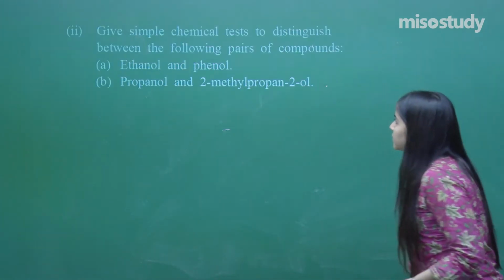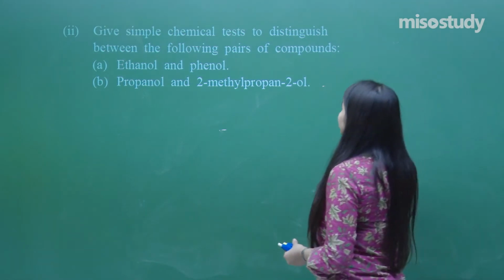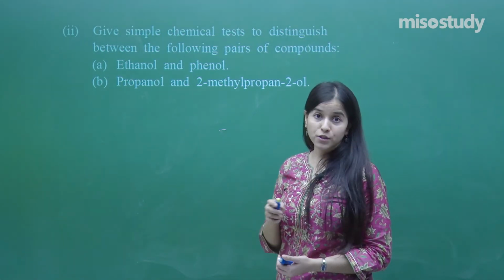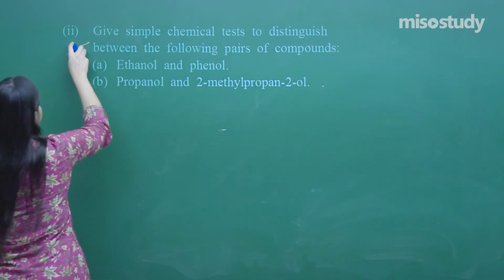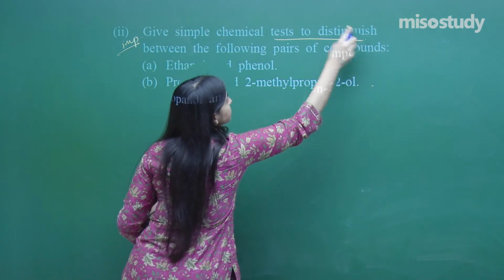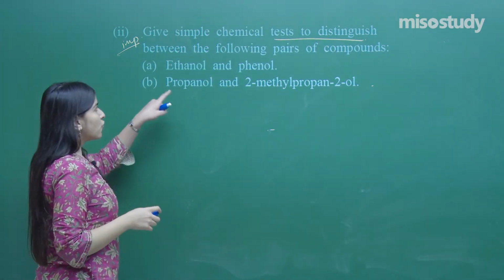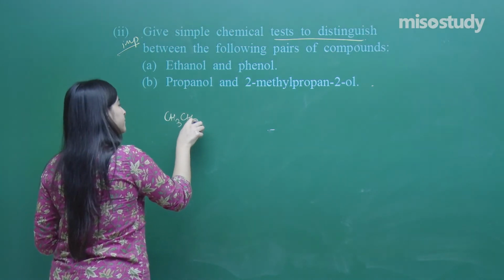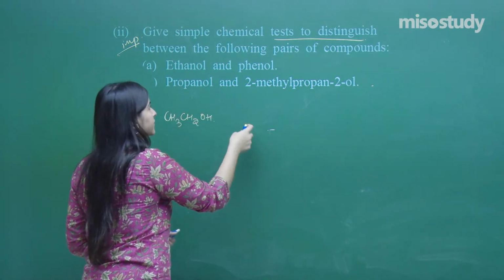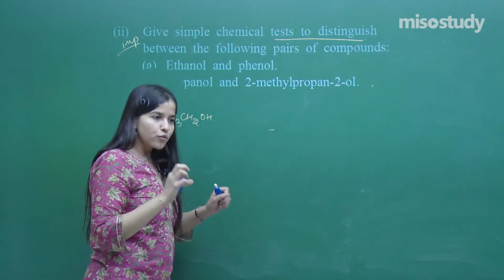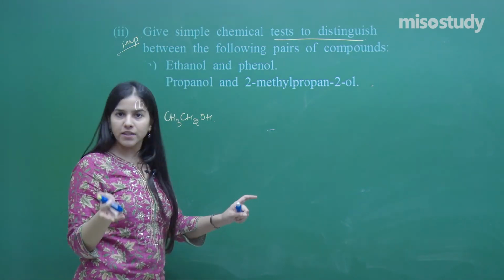Next one, give simple chemical test to distinguish between the following pairs of compounds. Now this one is important, right? The distinguish test. First is ethanol and phenol. Ethanol and phenol, I need to distinguish with any kind of a test which will be given by one of them and not the other, right?